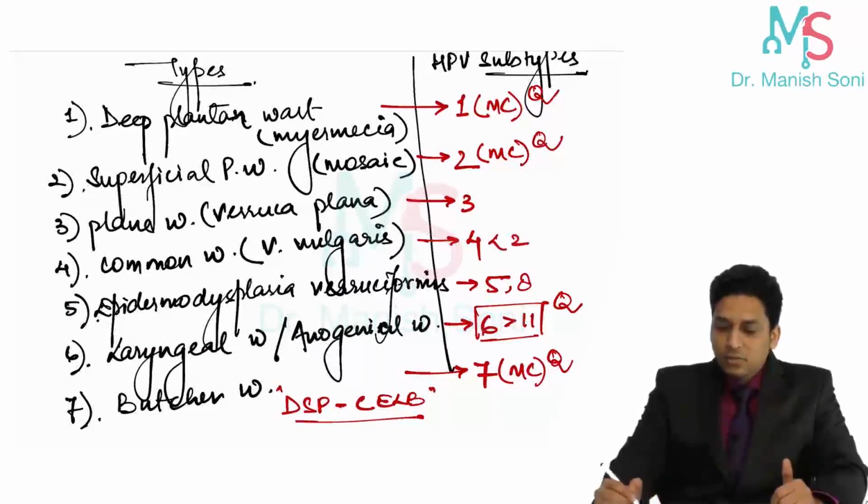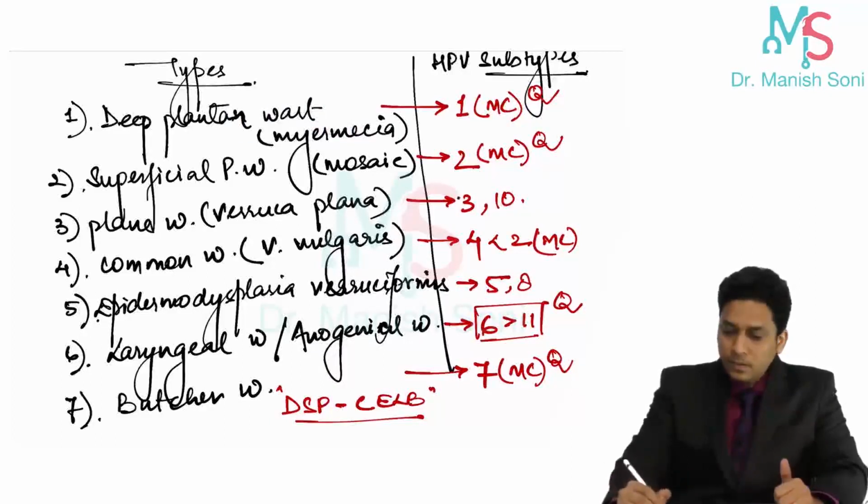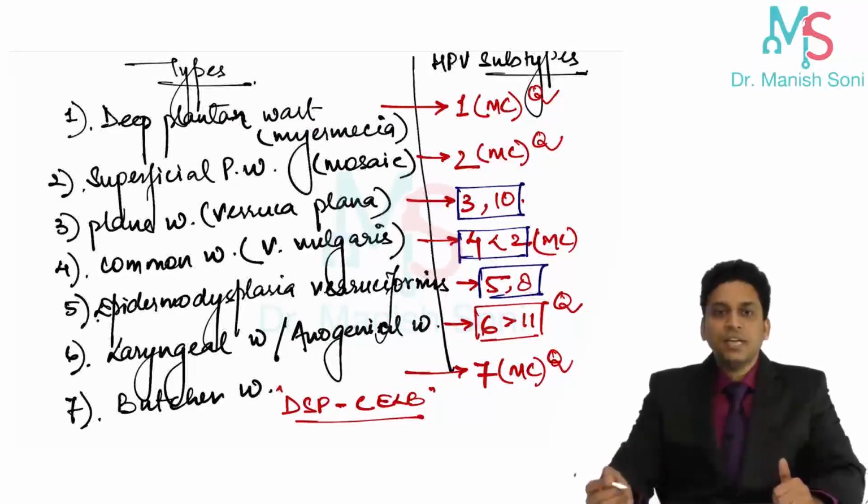4th and 2nd, they cause common wart. Among them 2nd is more common than 4th. And 3rd and 10th are the common subtypes which cause plain wart. So you just need to remember one more subtype for these four. So along with 3, remember 10 in plain wart; in common wart, fourth and second, second is more common than fourth; epidermodysplasia, fifth and eighth; and laryngeal, sixth and 11th, and among them, 6 is more common than 11.